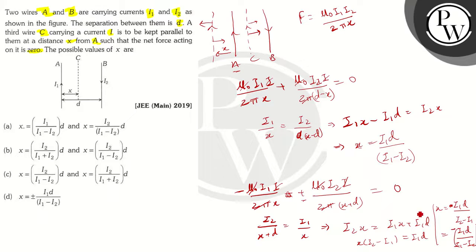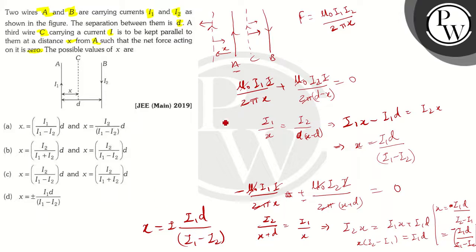ठीक है बच्चों, यू अंडरस्टूड दिस पार्ट. So we have I1d by I1 minus I2. हमारा जो वैल्यू ऑफ x हो जाता है it's going to be plus or minus I1d divided by I1 minus I2. चलिए अब ऑप्शंस देख लेते हैं.